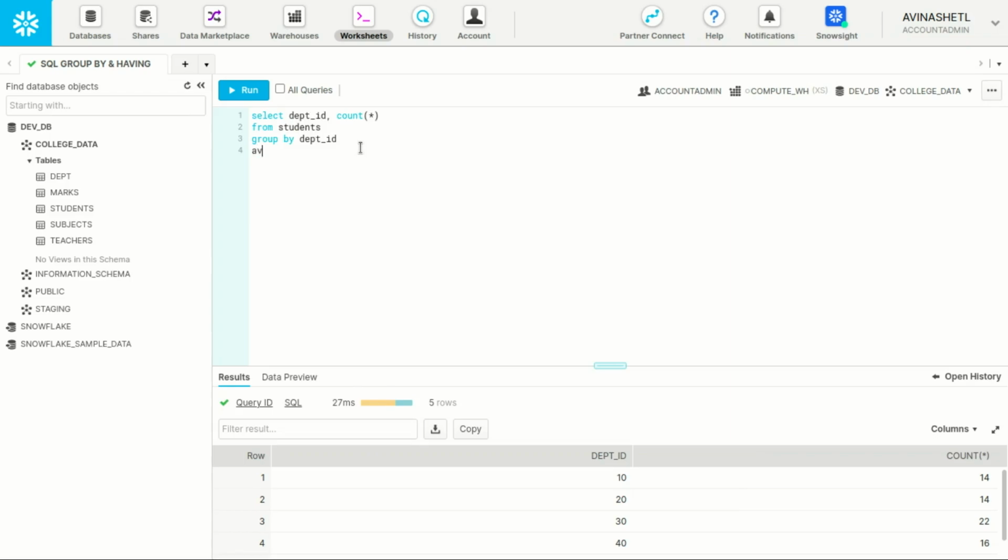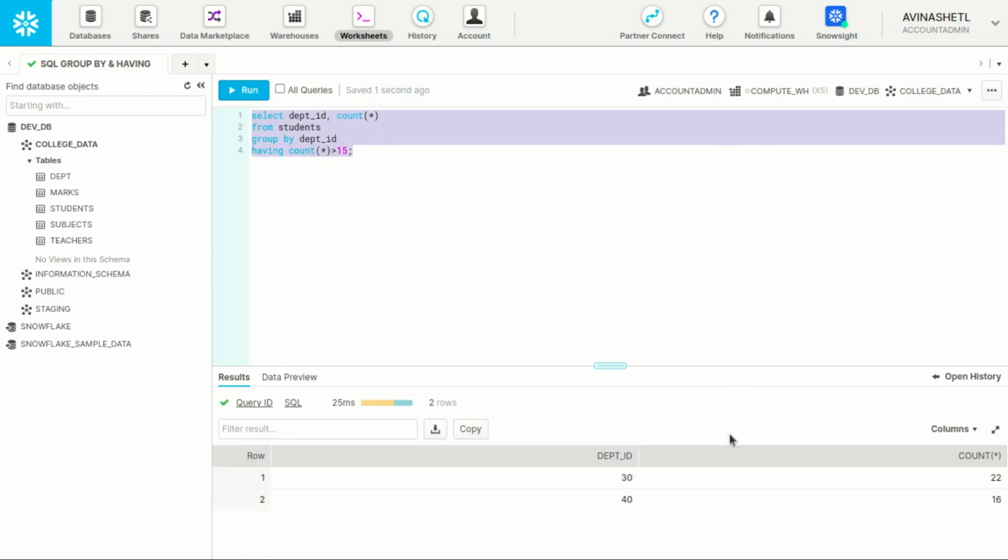So we need to put the having clause here. Having count star more than 15. So this query is giving us only two departments, 30 and 40, with student count for 30 is 22 and for 40 it is 16.